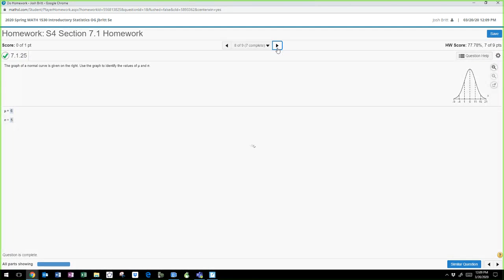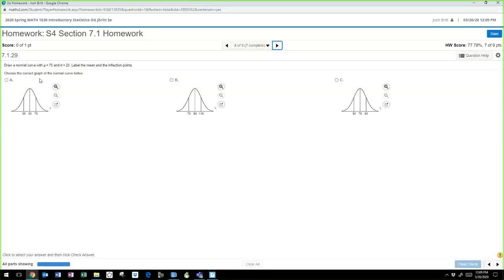Okay, so we'll do a couple more. So pick out the graph here. So 70 is the mean. So, well, there's only one that has a mean of 70. So that's going to be that one.